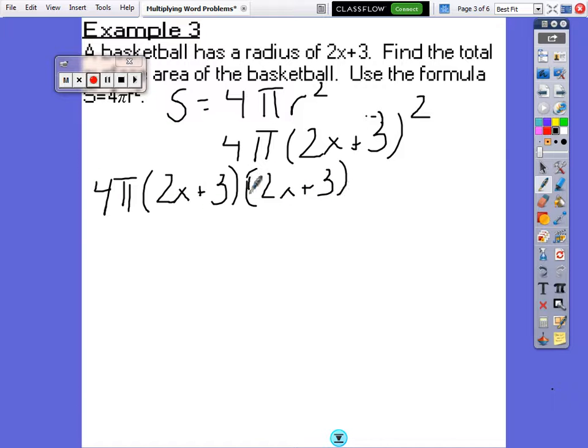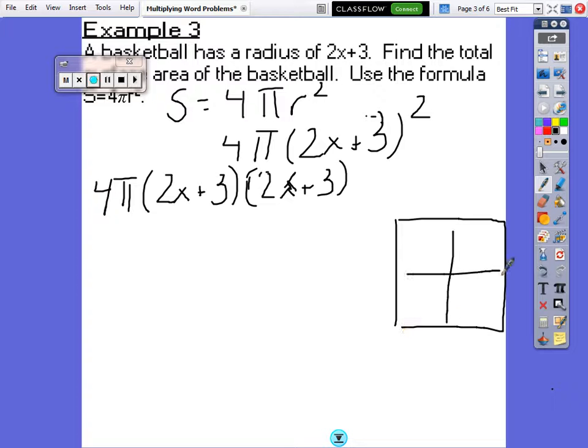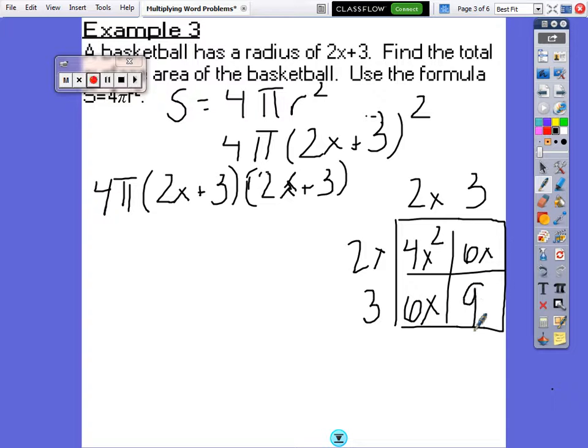To do this problem, you do have a couple of options. My first thing to do, usually, is multiply my binomial and my binomial. So I'm going to multiply 2x plus 3 times 2x plus 3. Since I am multiplying a binomial by a binomial, I have to use the box. So I have 2x plus 3, and I have 2x plus 3. When you multiply here, 2x times 2x is going to give you 4x squared. 2x times 3 is going to give you 6x. 3 times 2x again is going to give you 6x, and 3 times 3 is 9.